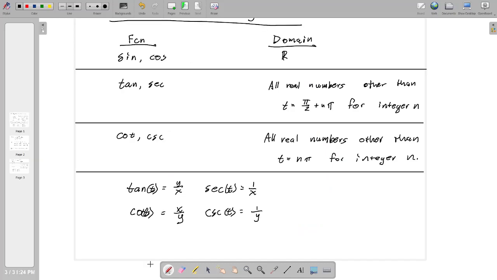So to recap, tangent and secant have a domain of all real numbers except for the angles for which the x value of the terminal point is equal to 0. And cotangent and cosecant have a domain of all real numbers except for the angles for which the y value is equal to 0, because we cannot divide by 0.